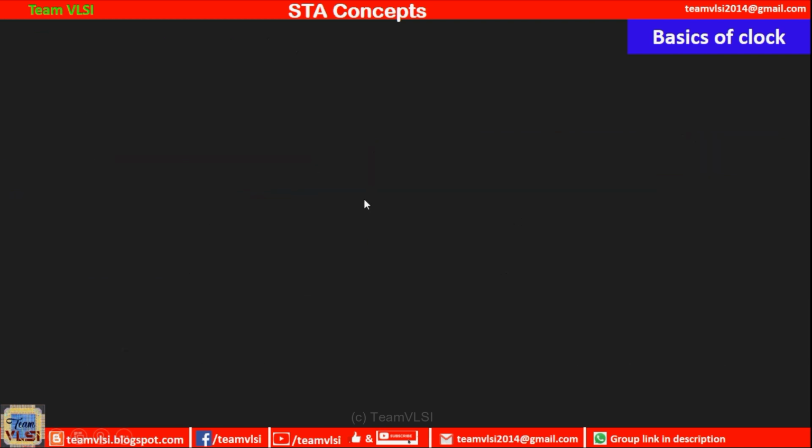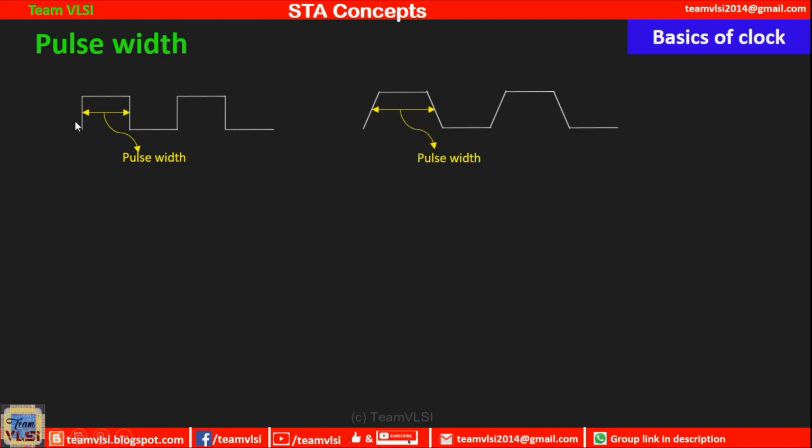So next we will see the pulse width. In an ideal clock, the duration for which the clock is on is defined as your pulse width, and in this case, the level of 50% from here to here is defined as the pulse width.